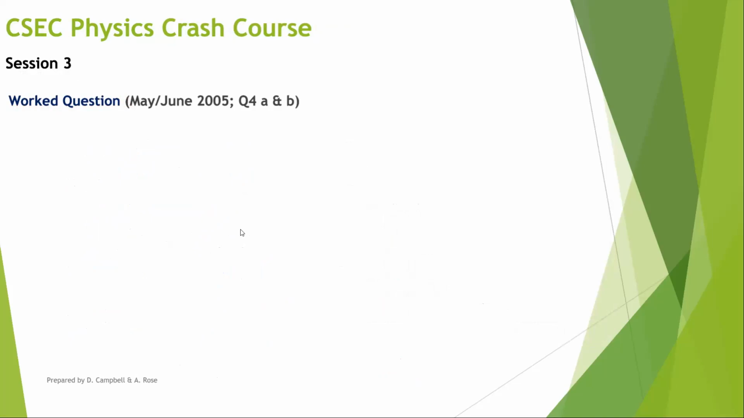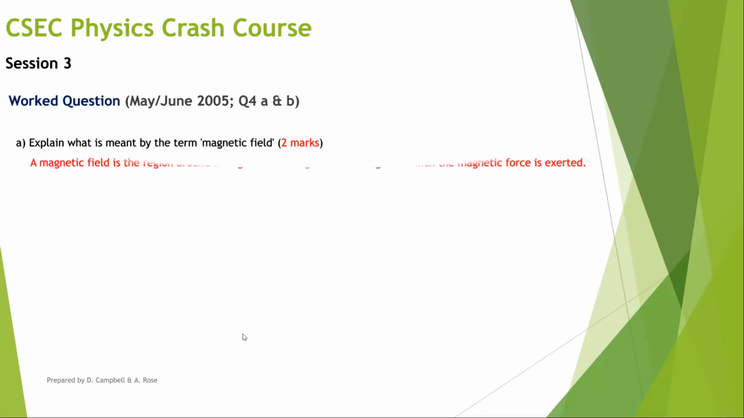We have a question here from May/June 2005, so 16 years ago. Miss Rose will do this one. This question basically tests your knowledge of the interaction of magnetic fields. First, we are asked to explain what is meant by the term magnetic field. As was said earlier, it is just the region that surrounds a magnet or moving electric charges in which the magnetic force is exerted.